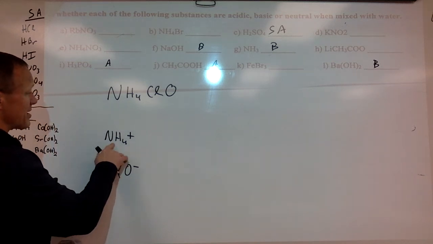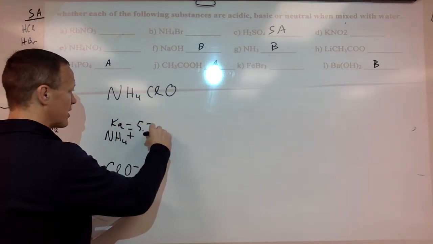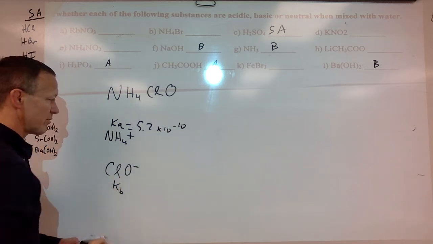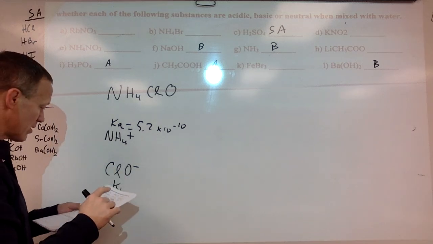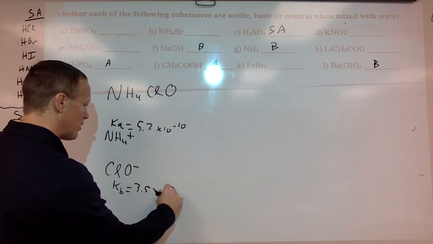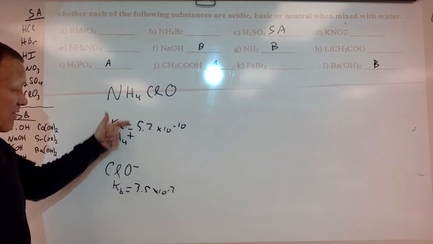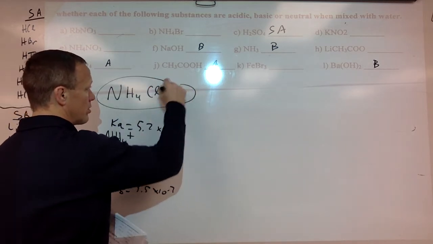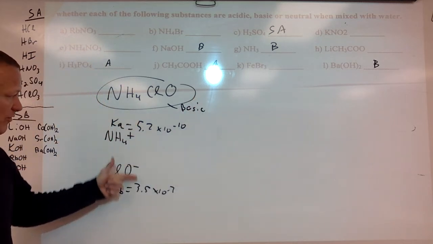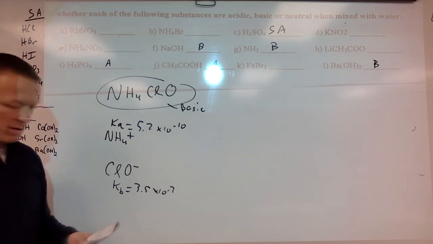If this is the case, you need to look up the Ka value of this. And the Ka of NH4 plus is 5.7 times 10 to the negative 10th power. And the Kb value of this. They're not conjugates, so we can't just figure it out. We have to look it up. Kb value of ClO negative is 3.5 times 10 to the negative 7th. Since this Kb value is larger than this Ka value, this will make a basic solution. So whichever one has the larger value, the acid versus the base, will determine the acidity or alkalinity of the solution.